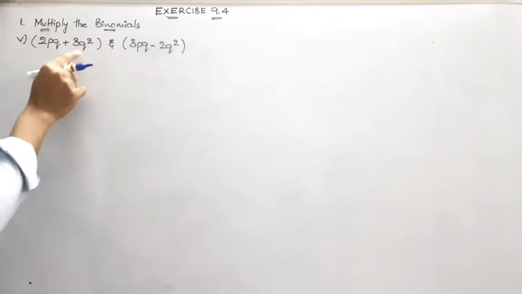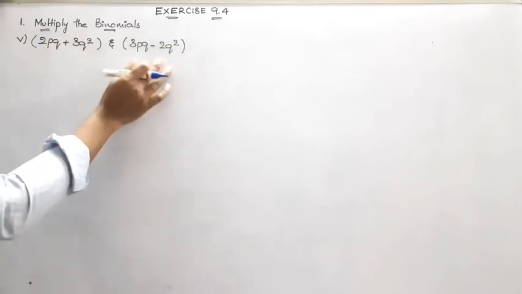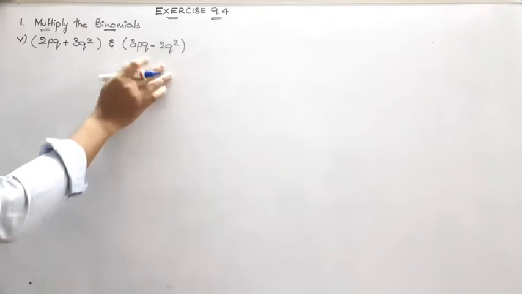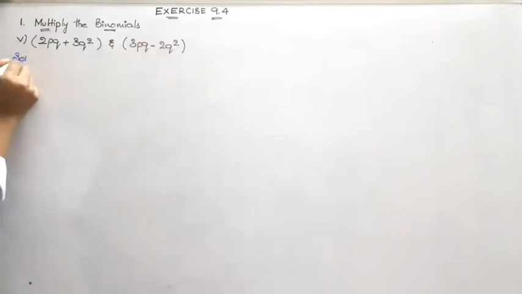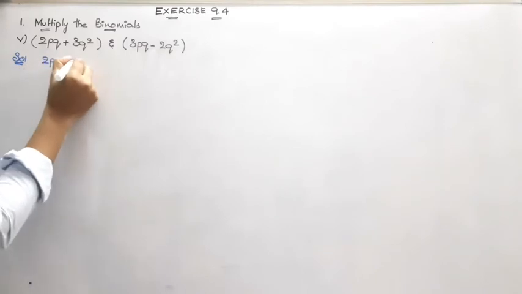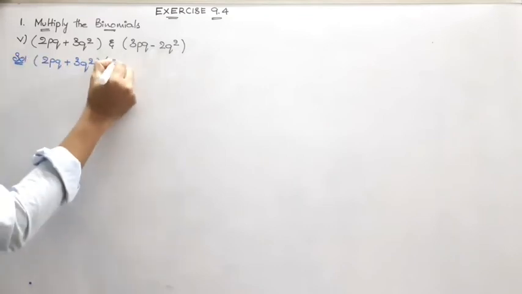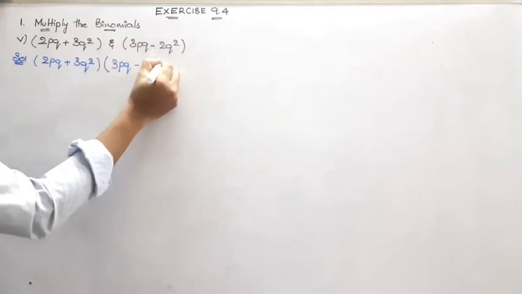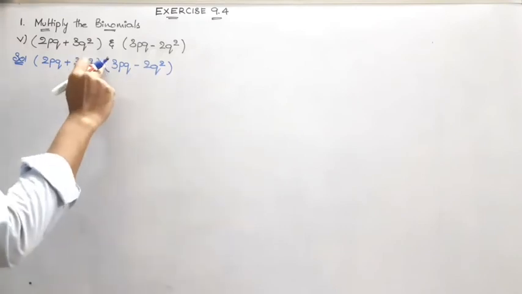So, 2pq plus 3q square, it's a binomial having two terms. 3pq minus 2q square is also a binomial because it is carrying two terms separated by minus. So the multiplication, or the product. 2pq plus 3q square, product means multiplication. So the bracket indicates 3pq minus 2q square. Someone will write the symbol of multiplication in between, and that is also acceptable, nothing wrong in it.